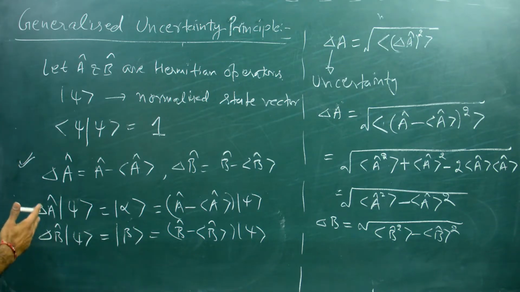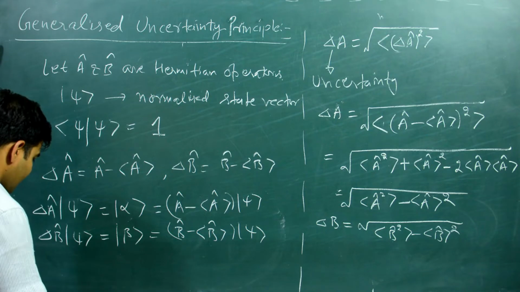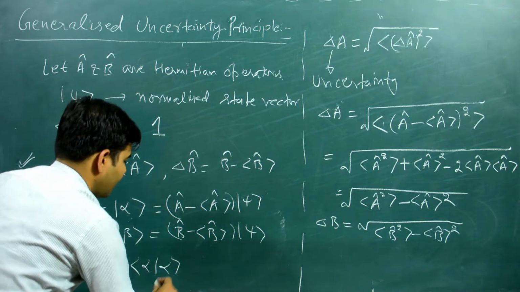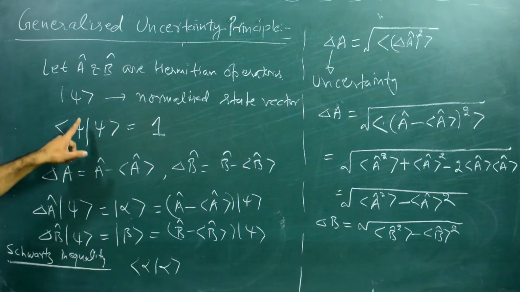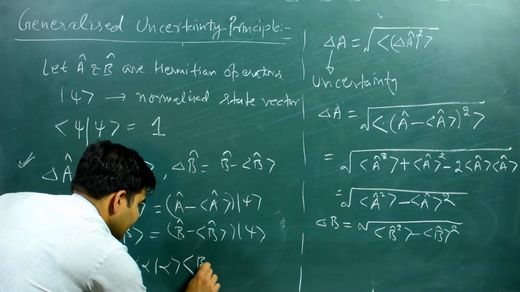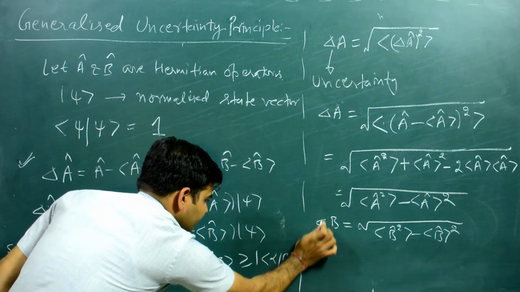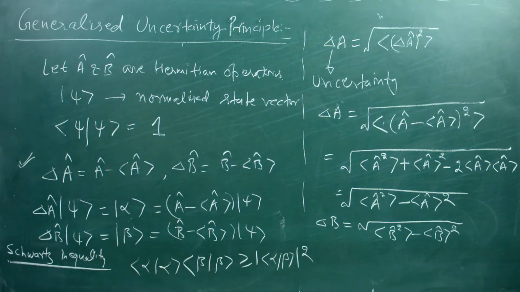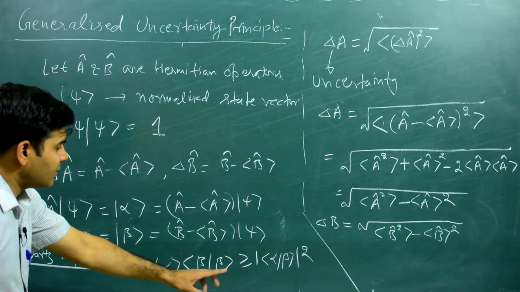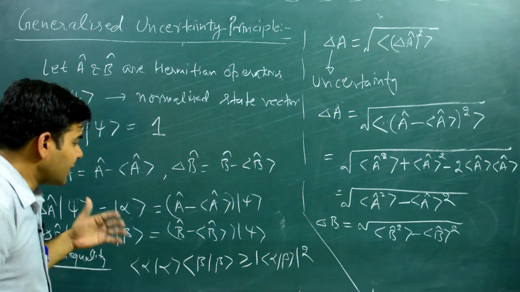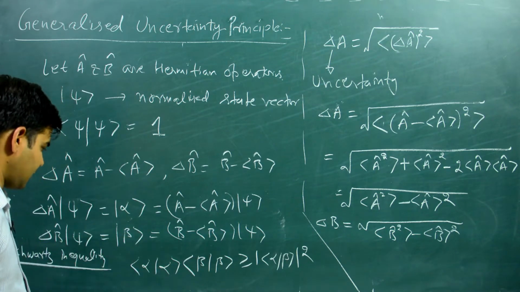To derive this generalized uncertainty principle, we will need to use a very famous result called the Schwarz inequality. The Schwarz inequality says that the inner product of alpha with alpha, times the inner product of beta with beta, is greater than or equal to the squared magnitude of the inner product of alpha with beta. This is known as the Cauchy-Schwarz inequality, or Schwarz inequality, a very famous inequality, where alpha, beta and psi, for example, are states, in the Dirac notation used to denote the state of a quantum mechanical system.